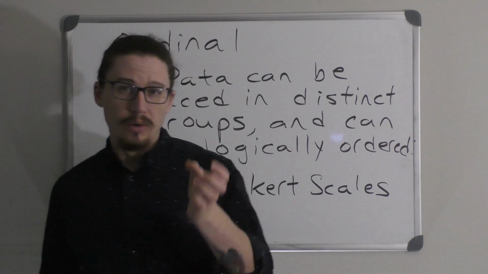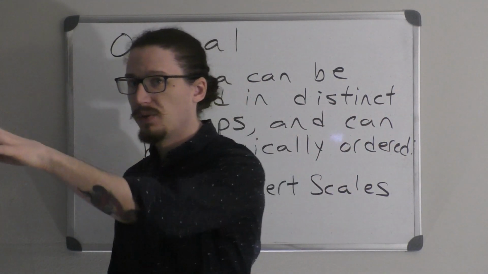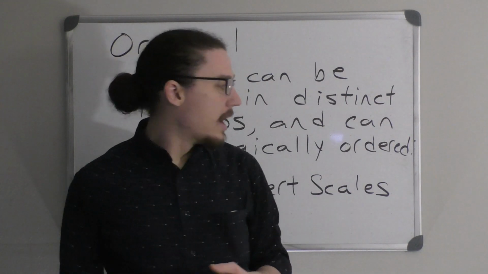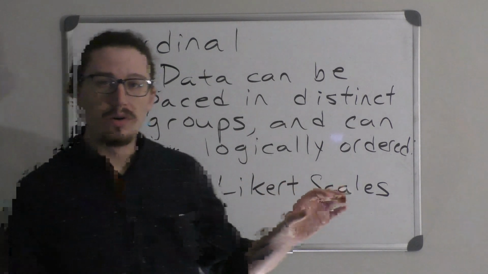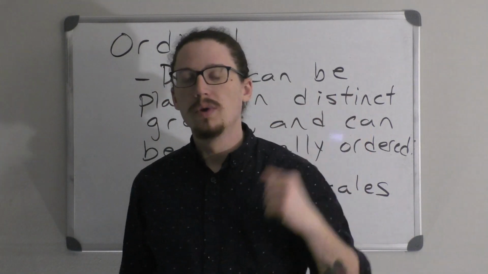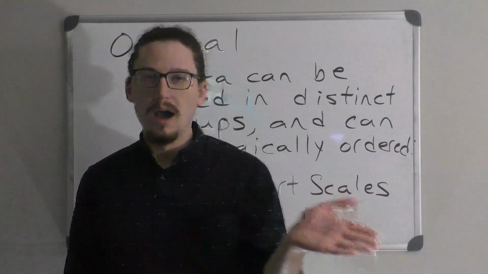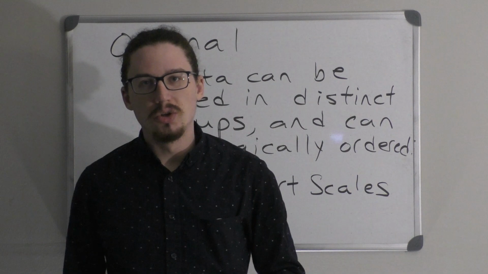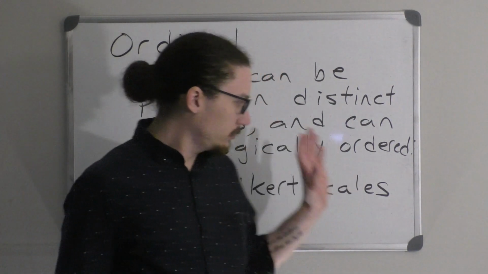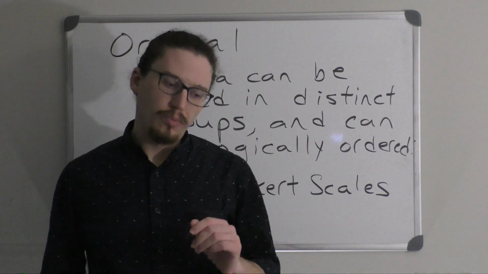When we have data like this, we can put it into distinct groups and categories. This person said 2, this person said 3, this person said 5, and so on and so forth. And we can logically order it. Somebody that says 5 agrees more strongly with the statement than somebody that says 2. So we can put those into a logical order, but that is all we can do with this type of data.